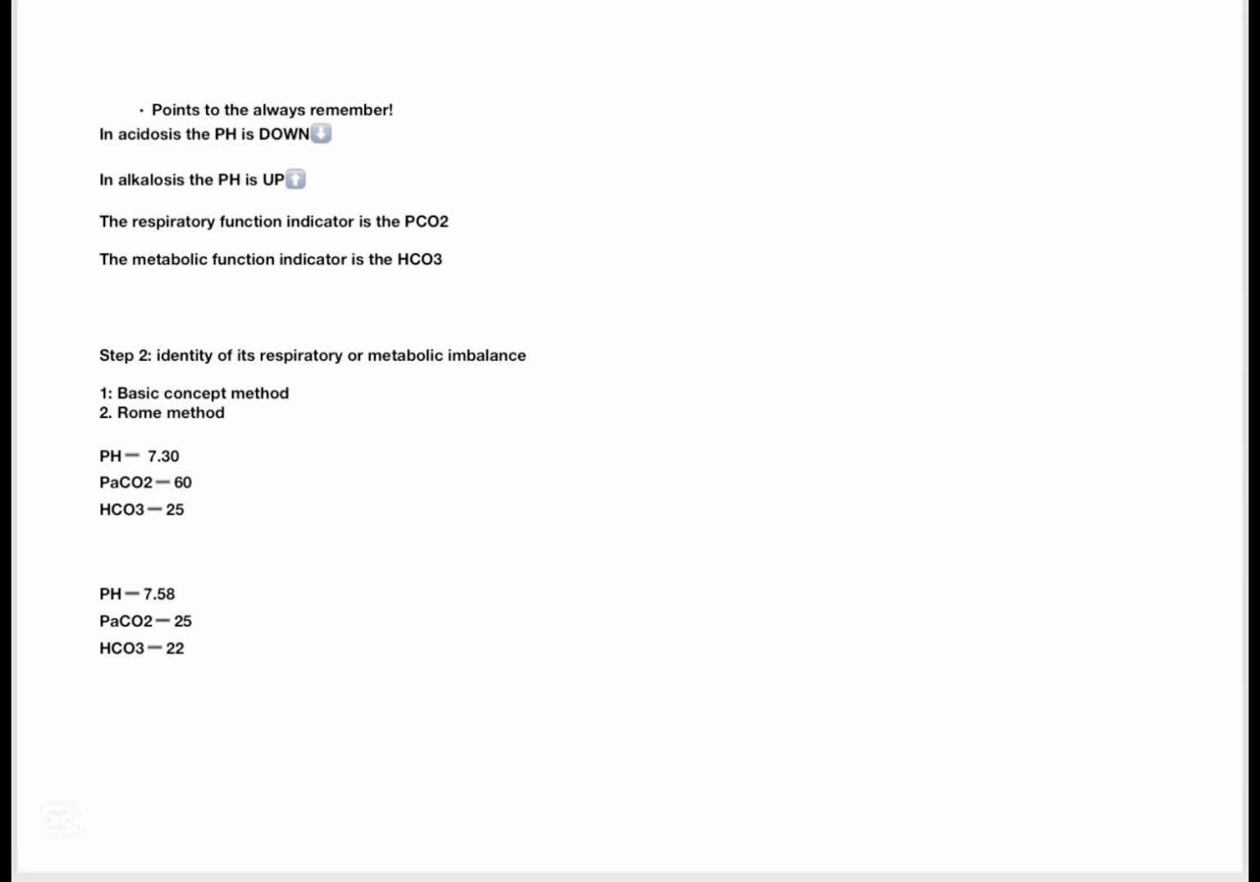Let's look at this. The pH is 7.30 in this example, the PCO2 is 60 and the HCO3 is 25. You already know our normal values, so please have that in mind. The pH is 7.30, which is below the normal range. Once the pH is below the normal range, that is an acidosis problem, because the lower the pH, the more acidotic the body is. So we can deduce now that this is acidosis.